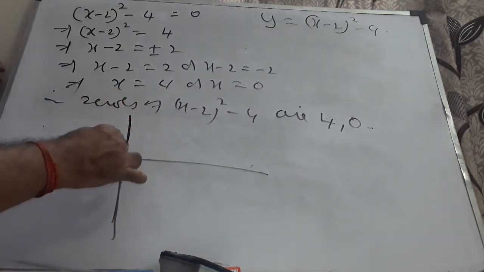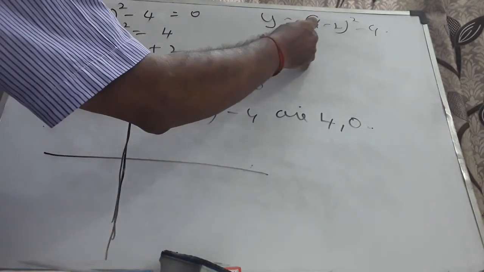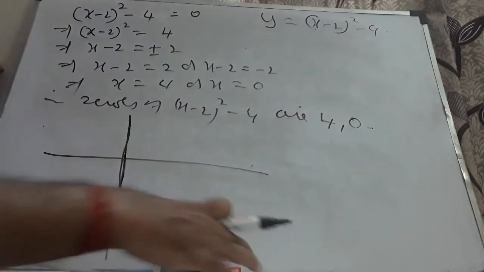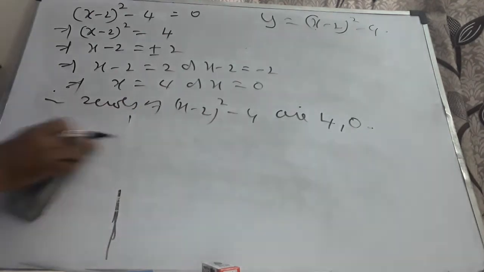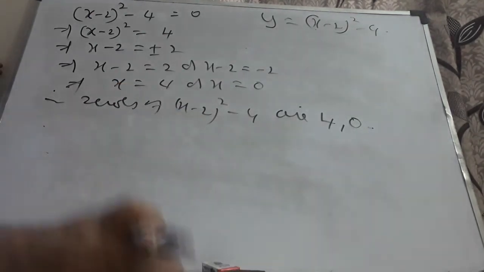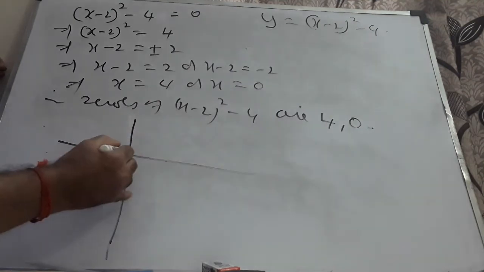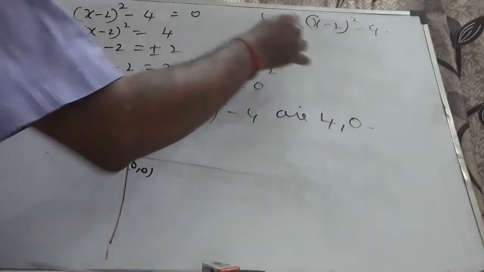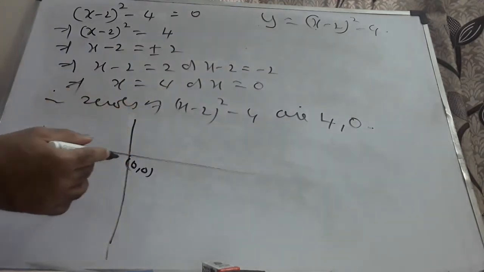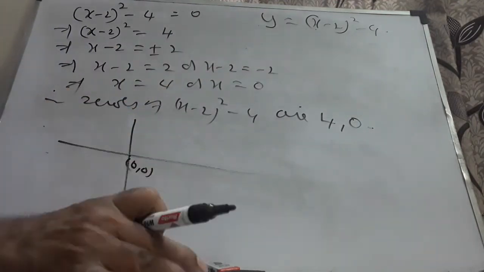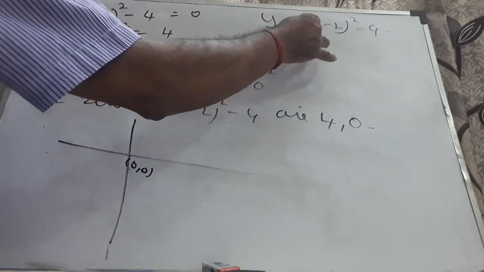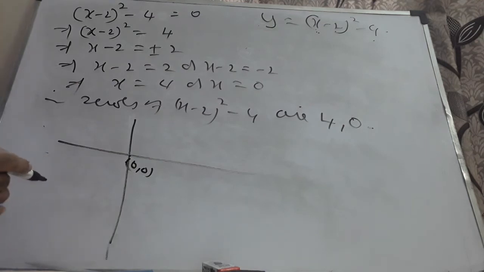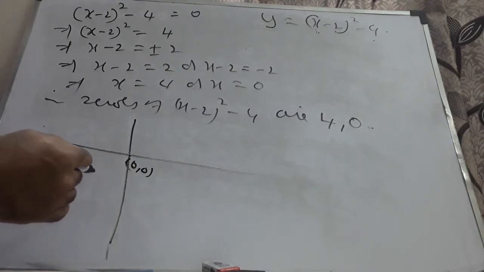When x is 0, y is 0. Therefore it passes through (0, 0). The curve will definitely pass through (0, 0). Then when x is 4, let us say 4 minus 4 is 0, y is also 0.